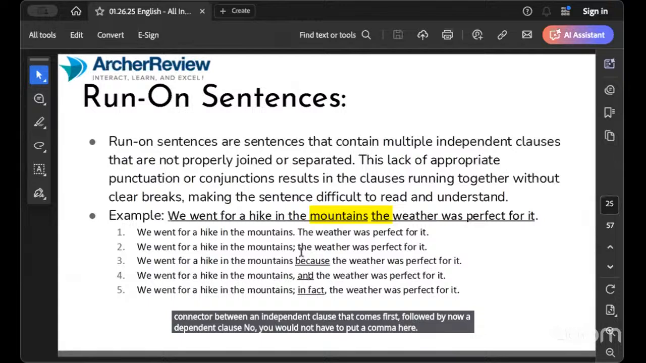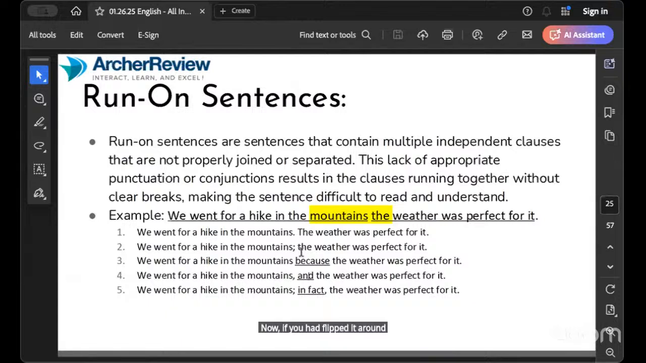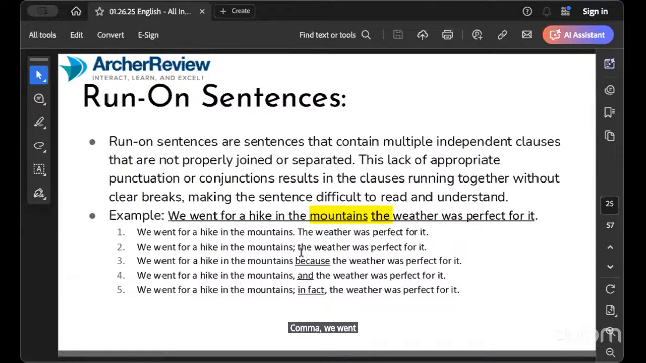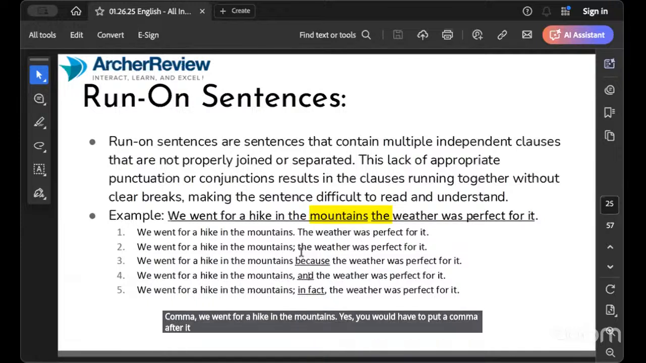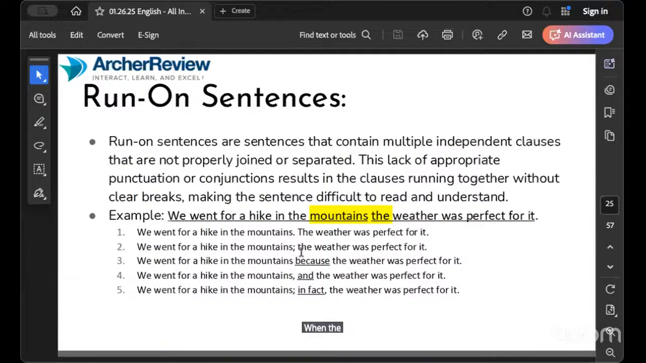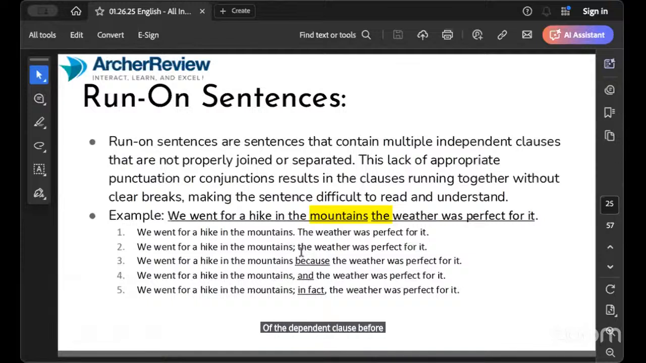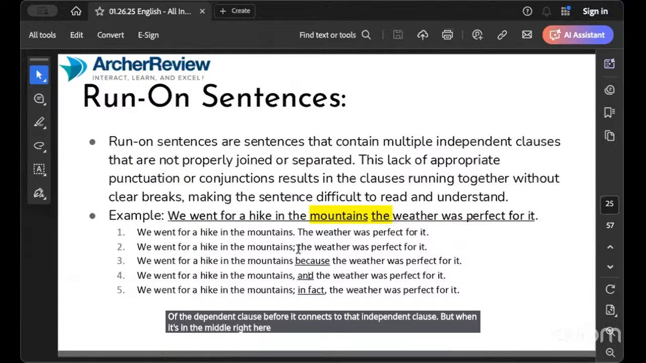Now, if you had flipped it around and said, because the weather was perfect for it, comma, we went for a hike in the mountains, yes, you would have to put a comma after it. When the dependent clause with that subordinating conjunction comes first, a comma has to go at the end of the dependent clause before it connects to that independent clause. But when it's in the middle right here, you would not.